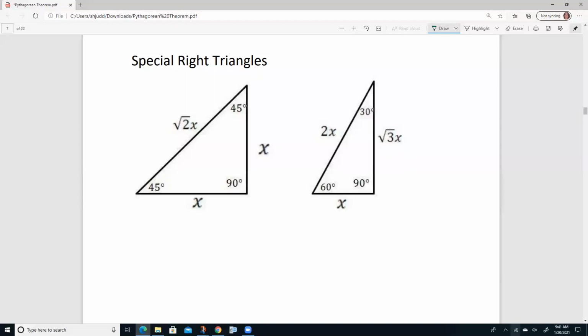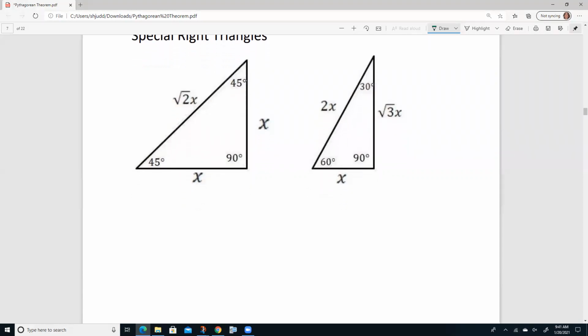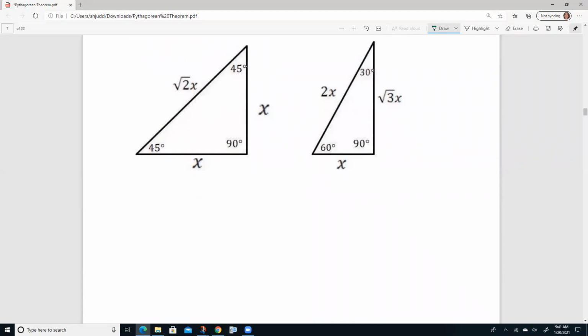Let's talk about some special right triangles. Now, these two special right triangles come from cutting an equilateral triangle in half and cutting a square in half. So let's say we have a square. Now, squares, we know they have right angles, and all their sides are the same. So let's just say all these sides of this square were x.